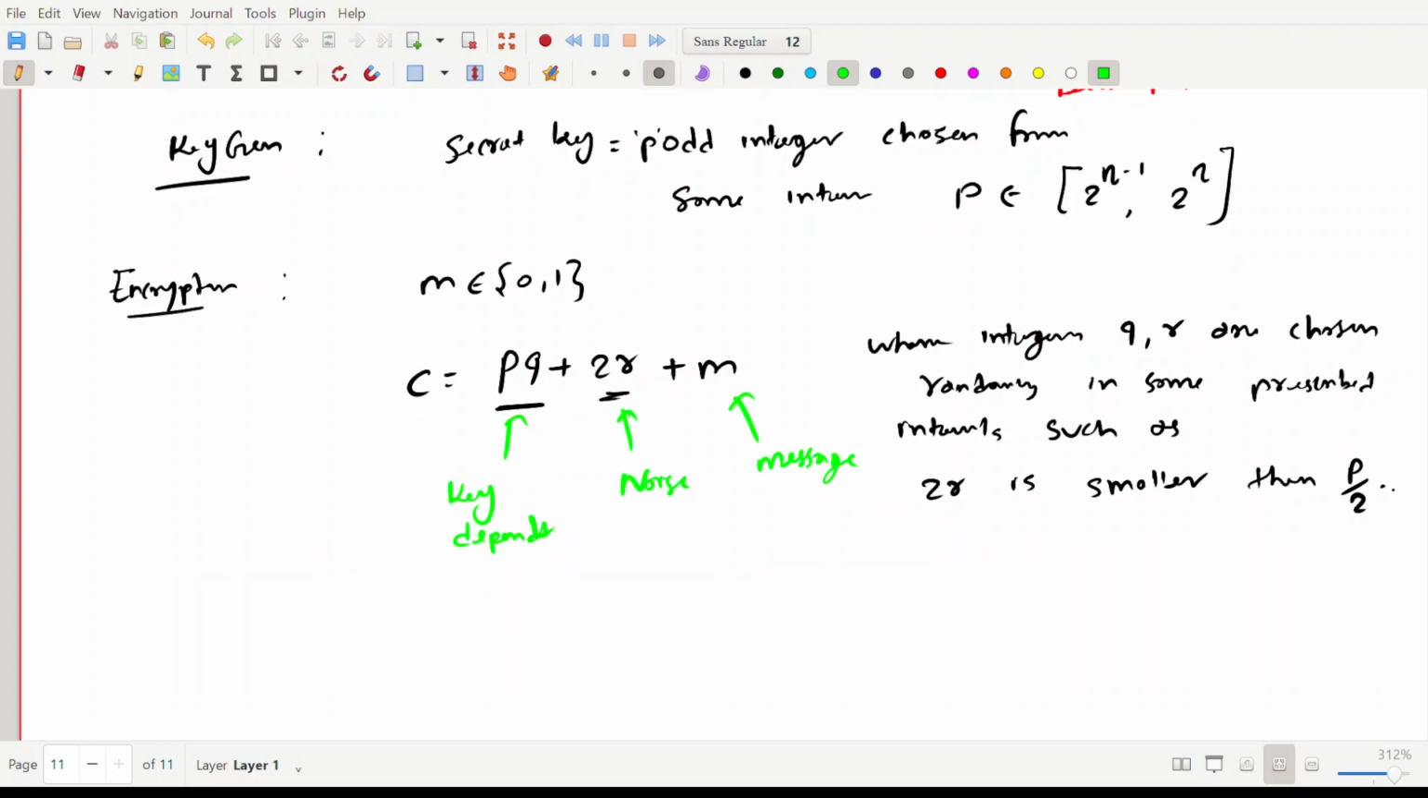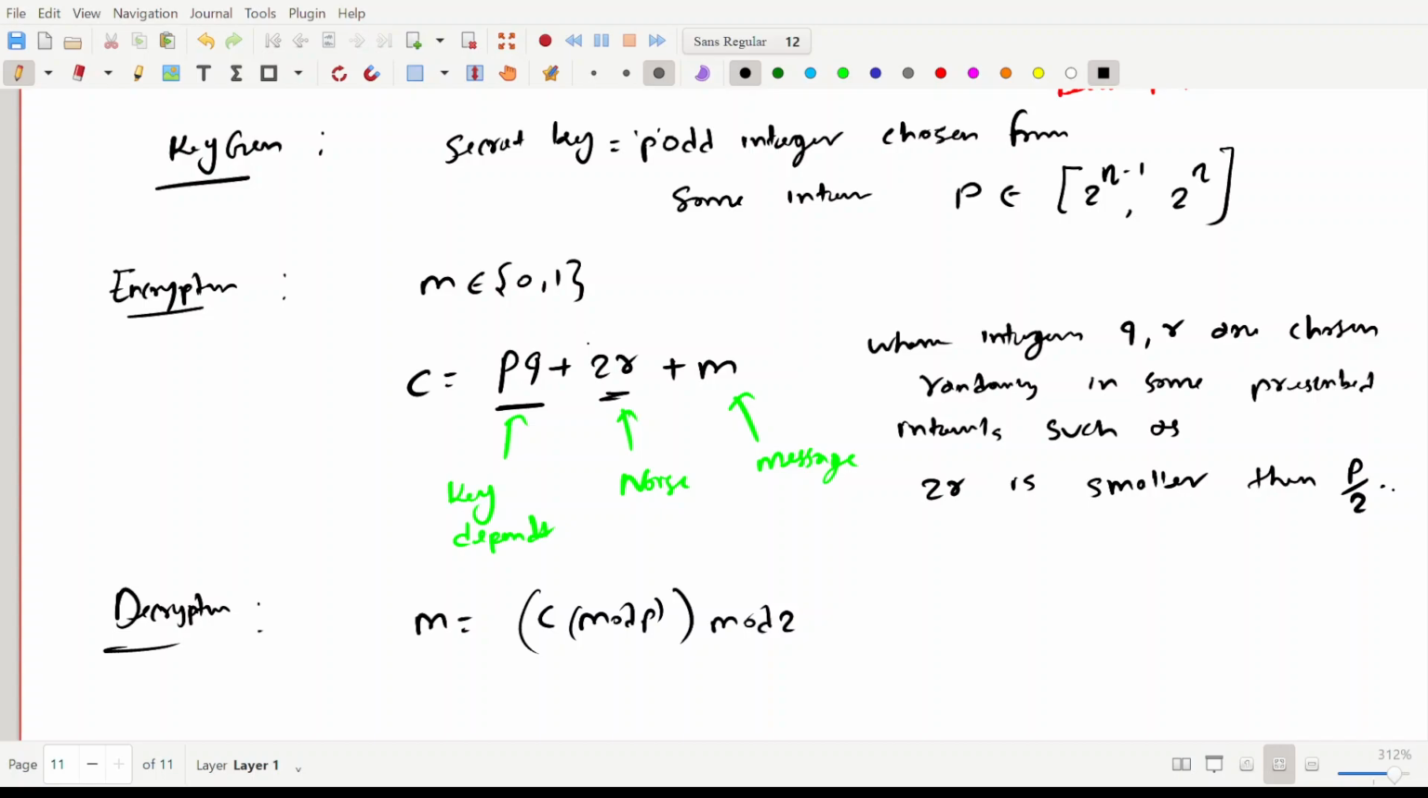And how do you decrypt? Decryption is again very simple here. You observe. For decryption, you just find your message by taking C modulo P and then modulo 2. What do you see? This is your ciphertext. If you take modulo P, this part will go away, and then if you take modulo 2, this part will go away, and then you will get the message.